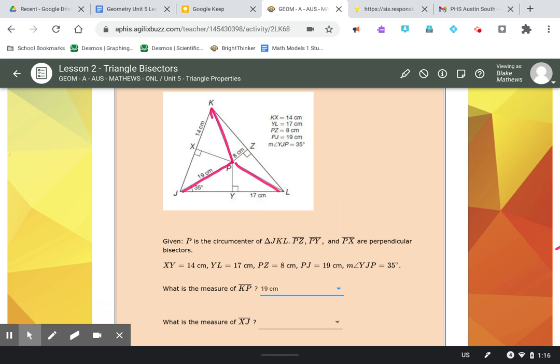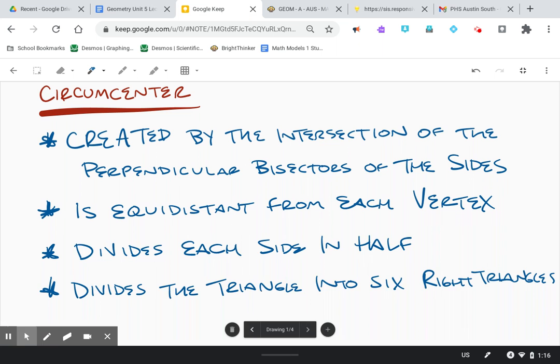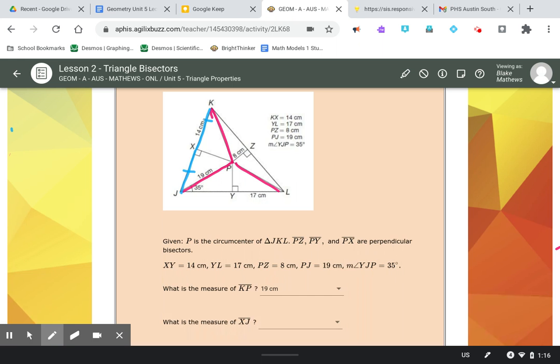Then it says, what's the measure of XJ? Well, XJ is, let's use another color for that. XJ is right here. That's going to be related to this one right here. So let's see if that 14 tells us anything. Well, we know that it divides each side in half. If that's been divided in half and XK is 14, then XJ also has to be 14.